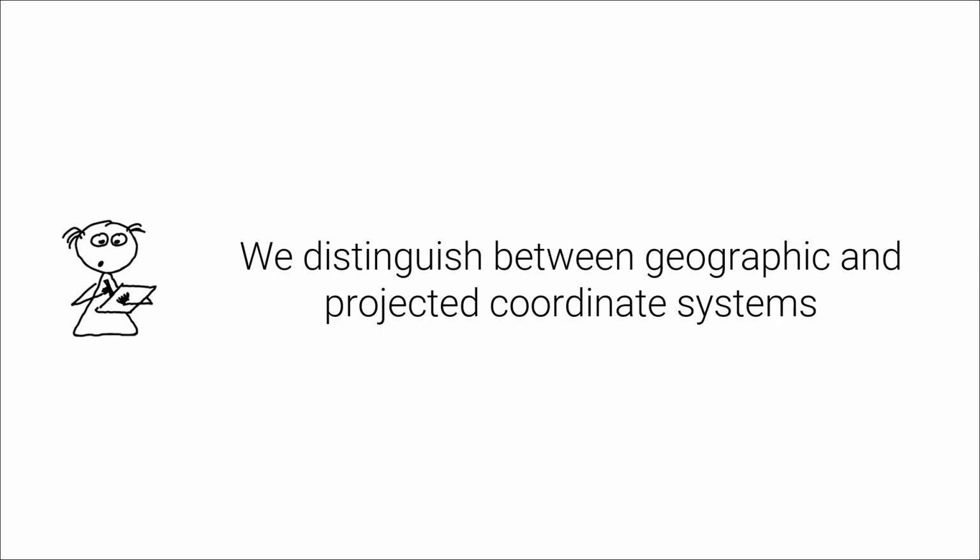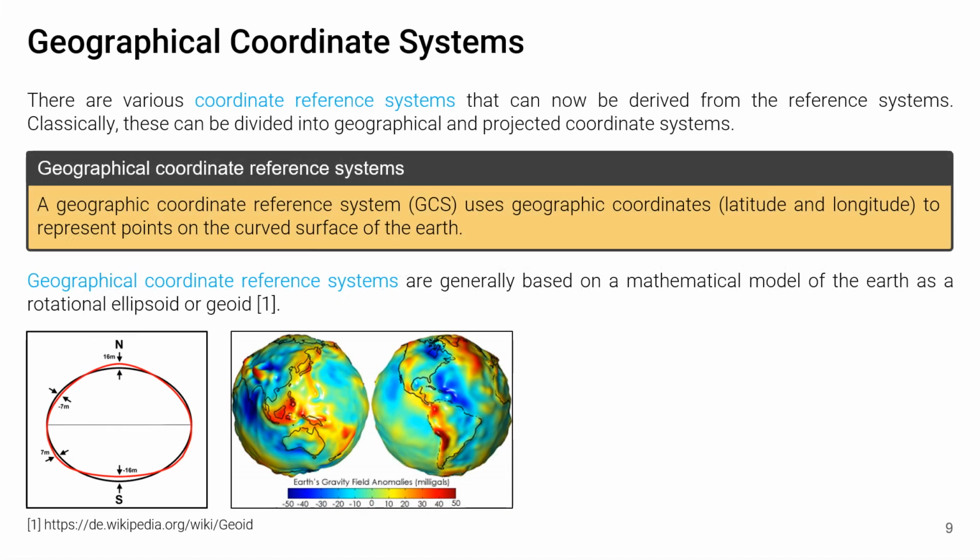First of all, we differentiate here between geographic and projected coordinate reference systems. There are various coordinate reference systems that can now be derived from the reference systems. Classically, these can be divided into geographical coordinate reference systems and projected coordinate systems.